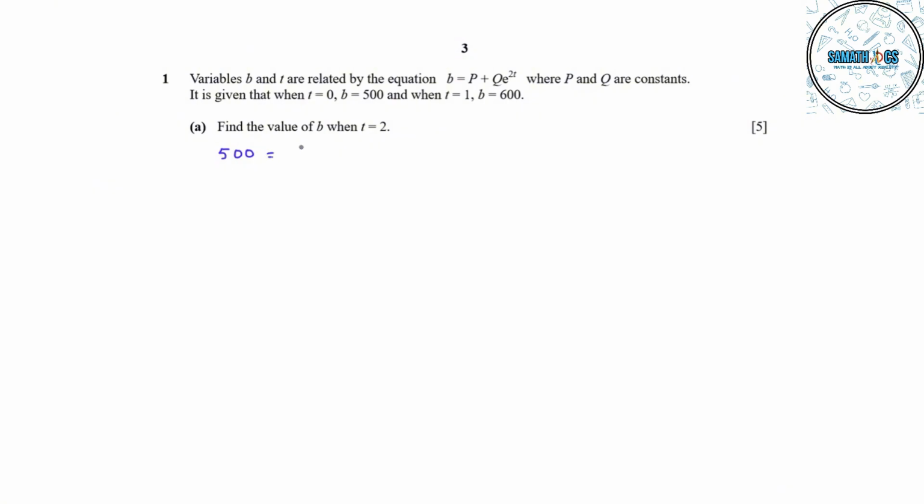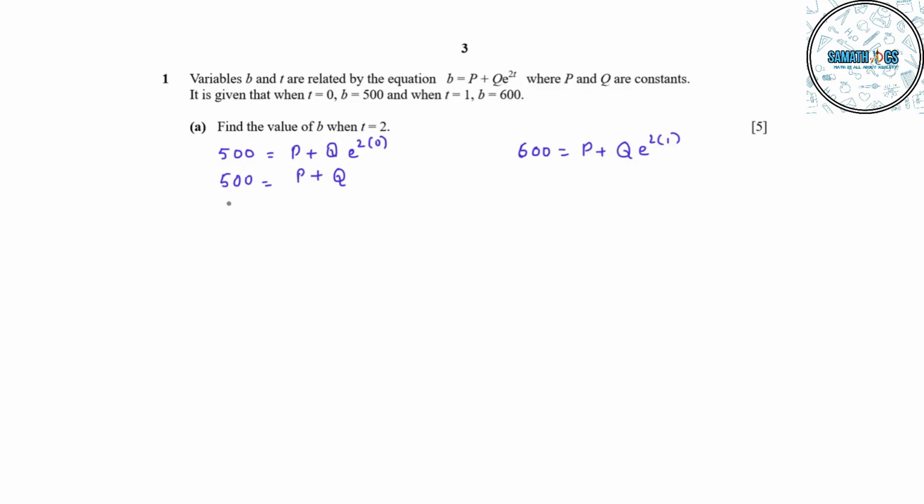500 is equal to p plus q e power 2 into 0. Then for the second equation, we will substitute b as 600, p plus q e power 2 into 1. We'll simplify these equations. e power 0 will become 1. So simply we have 500 is equal to p plus q.